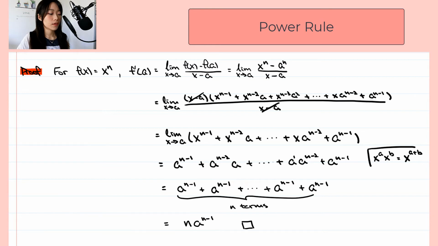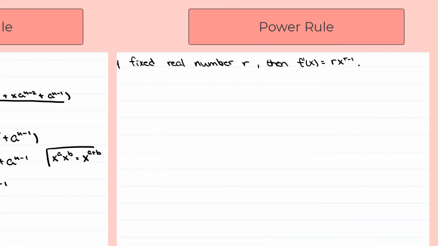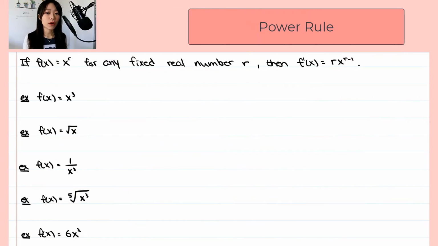So now we've just proven that if a function equals x to the power of n, where n is a positive integer, then its derivative function is n times a to the power of n minus 1. This pattern will also work with any fixed real number r. So for a function equal to x to the power of r, the derivative is r times x to the power of r minus 1. Let's look at a few examples.